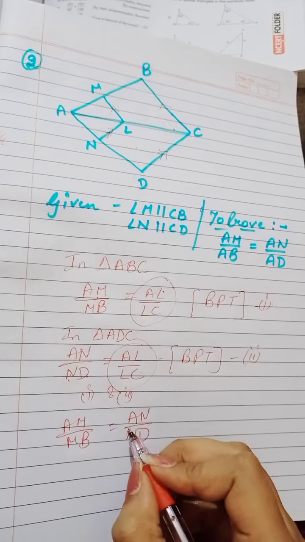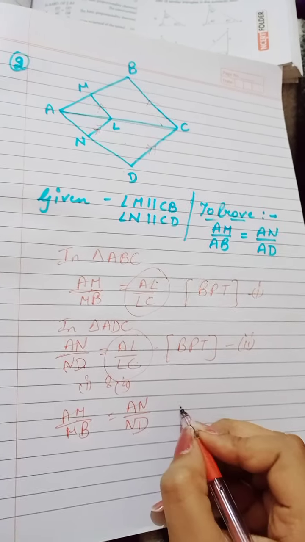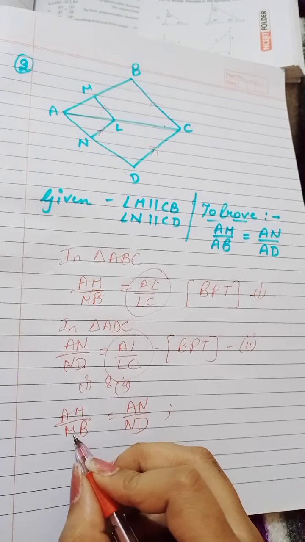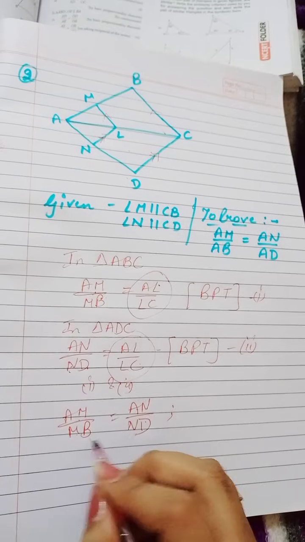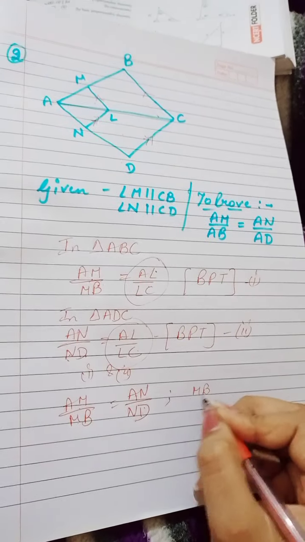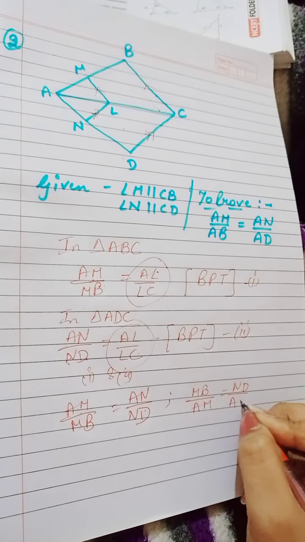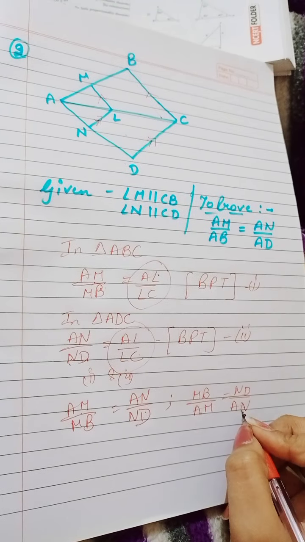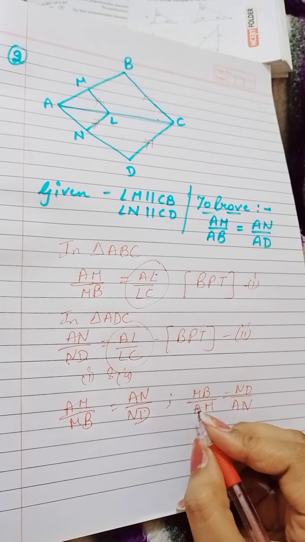If I take the reciprocal of both the terms, you must not have any problem because it's the same thing. If I take the reciprocal of both sides, MB upon AM is equal to ND upon AN, right? Both are equal only, reciprocal. The same thing it is, right?